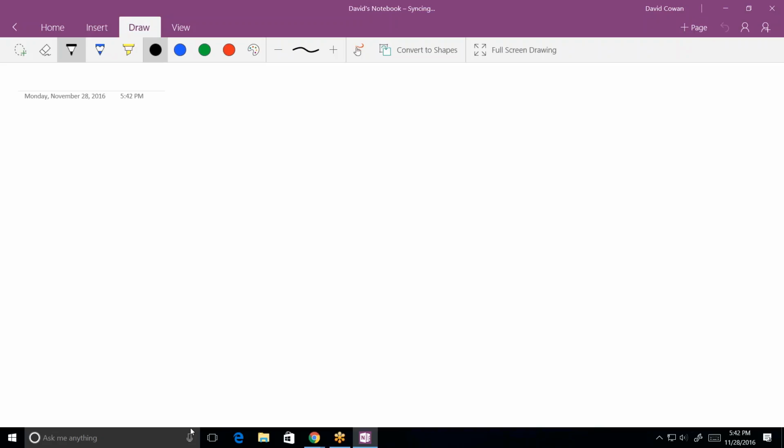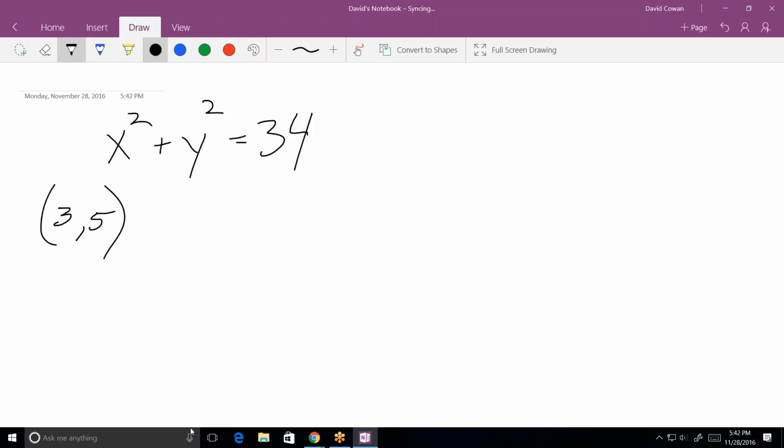The next one is: find the equation of a line that is tangent to the circle x squared plus y squared equals 34 at the point 3, 5. Very close to getting into calculus here. First of all, that's a circle with center at where? 0, 0.